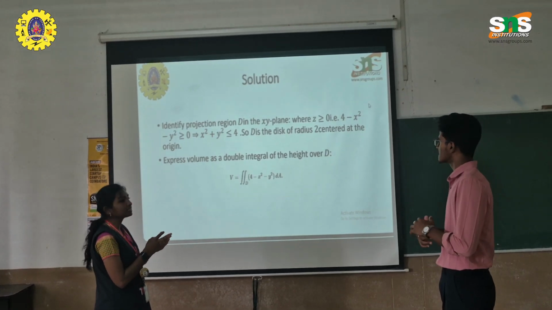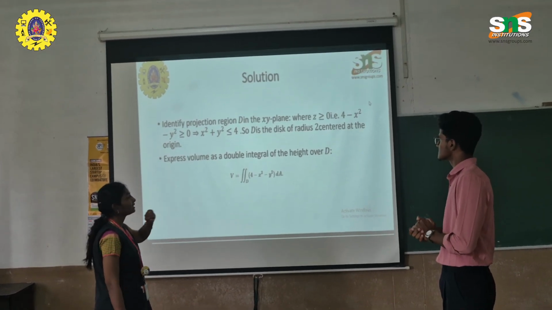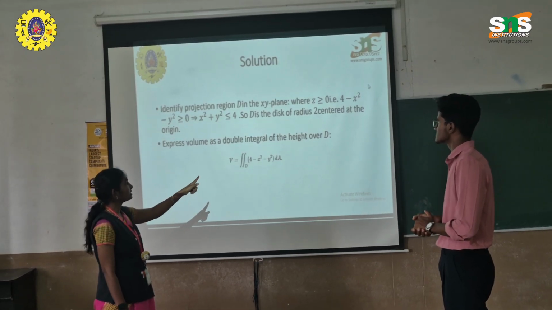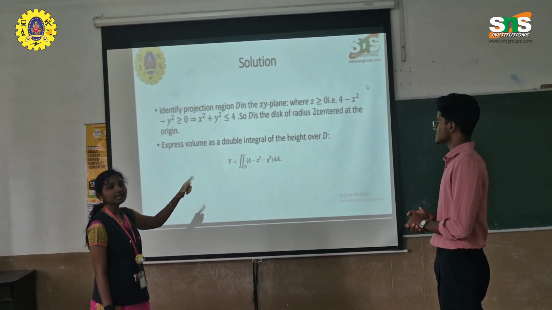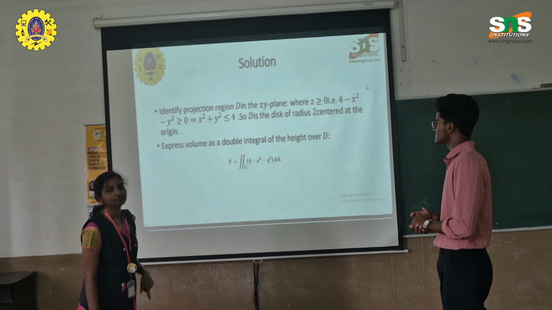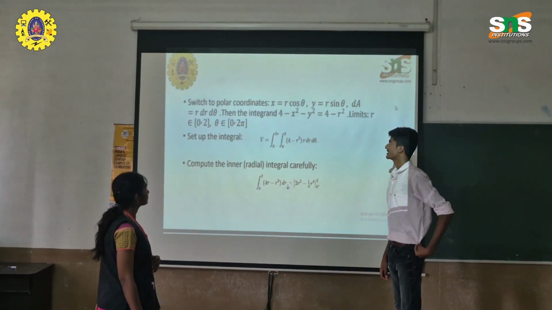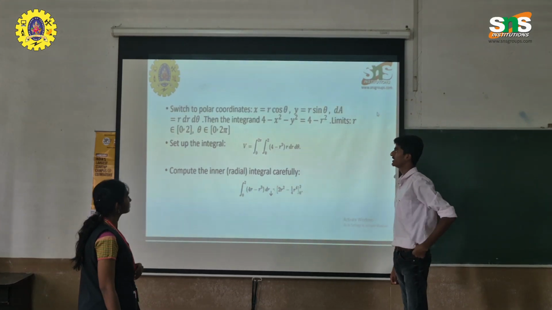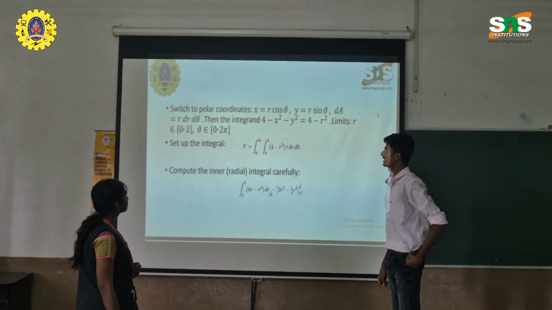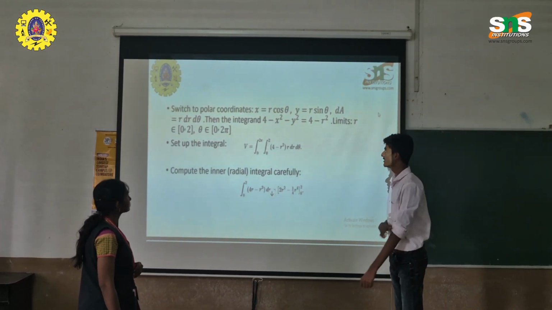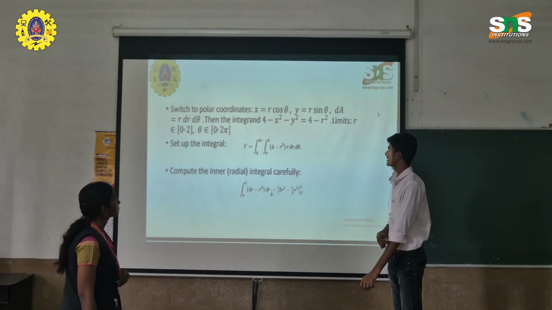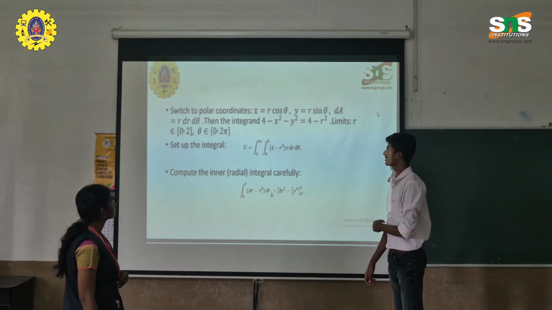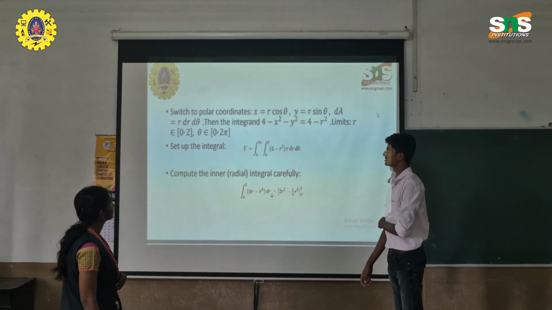And we can express the volume as this double integral. Volume is equal to the double integral over D of 4 minus x square minus y square dA, where dA is the area element to be integrated. Switch to polar coordinates. x is equal to r cos theta and y is equal to r sin theta, dA is r dr d theta, and the integrand 4 minus x square minus y square becomes 4 minus r square. Limits: r belongs to 0 to 2, theta belongs to 0 to 2 pi.